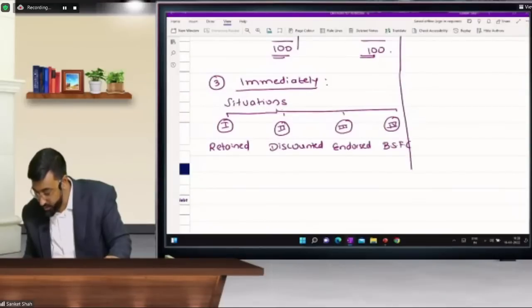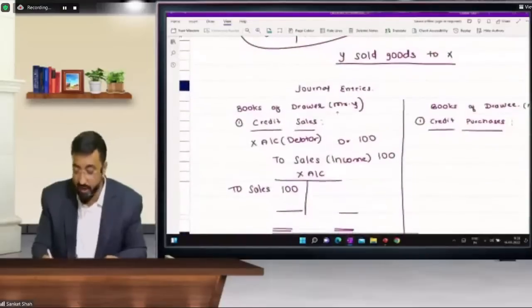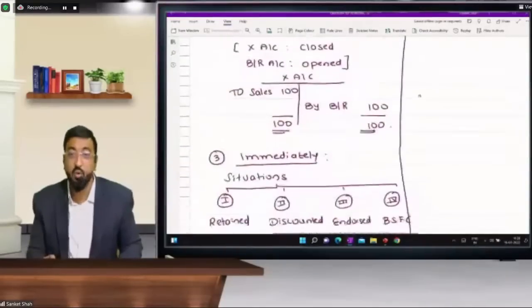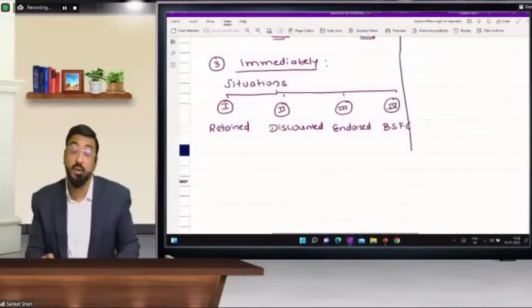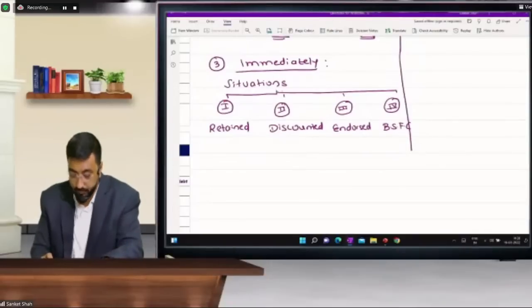Yes, very good. X account is already closed. Y account, beta, closed the X account. Books are of Y. Whose books are these? Y's books. So whose account is already closed? X's account is already closed.